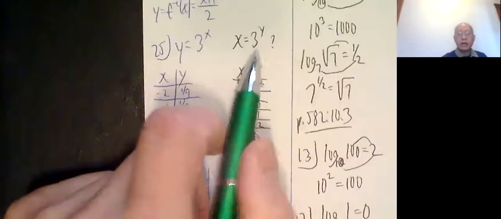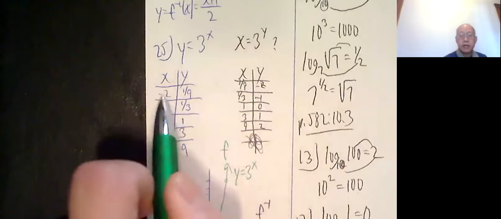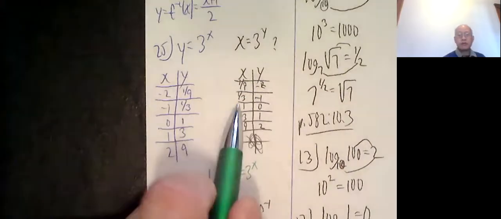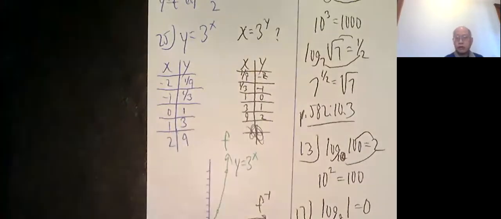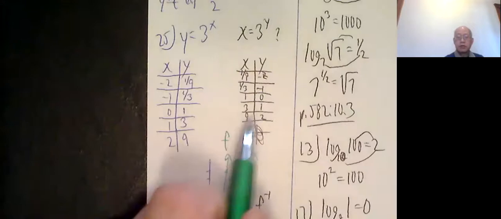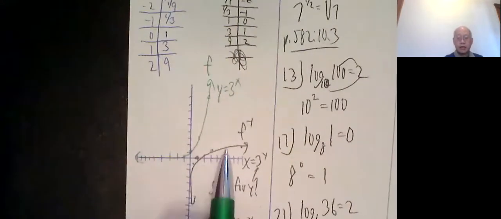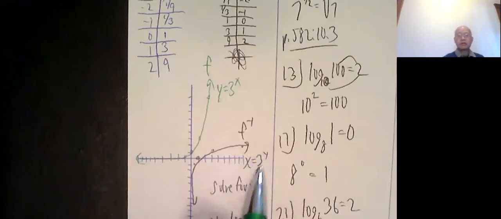Okay. Now, to find the inverse, you just switch around x and y. So -2 and 1/9 becomes 1/9, -2. -1, 1/3 becomes 1/3, -1. 0, 1 becomes 1, 0. 1, 3 becomes 3, 1. 2, 9 becomes 9, 2. So you just switch around the x and the y, and it looks like this. That looks like a function. Okay. X equals 3 to the y. How do you solve for y?